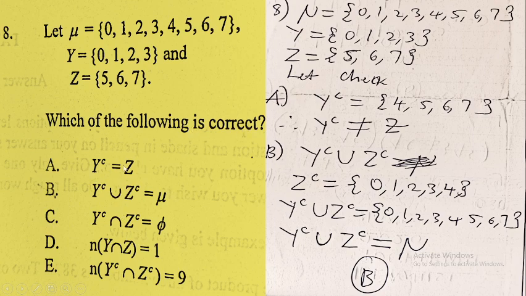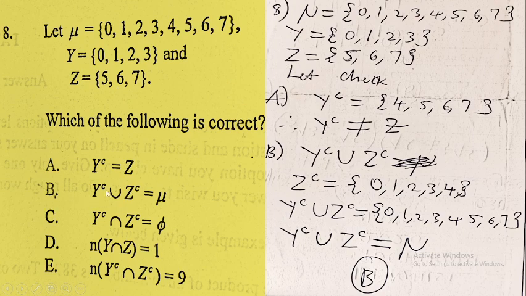So if you check the first one, we have to find Y complement and check if it is equal to the elements in set Z. Y complement is the elements in the universal set that are not in set Y, and that gives us 4, 5, 6, 7. Those elements in the universal set that are not in Y are the complement of Y. If you compare that, you can see that Y complement is not equal to set Z. Set Z has 5, 6, 7 as its elements, while Y complement has 4, 5, 6, 7. That means they are not equal.